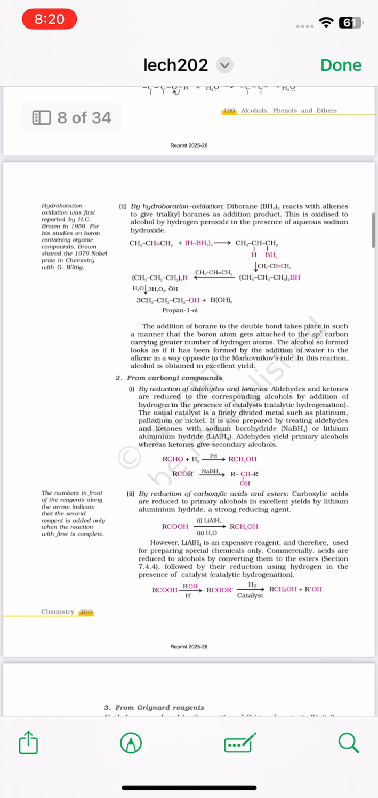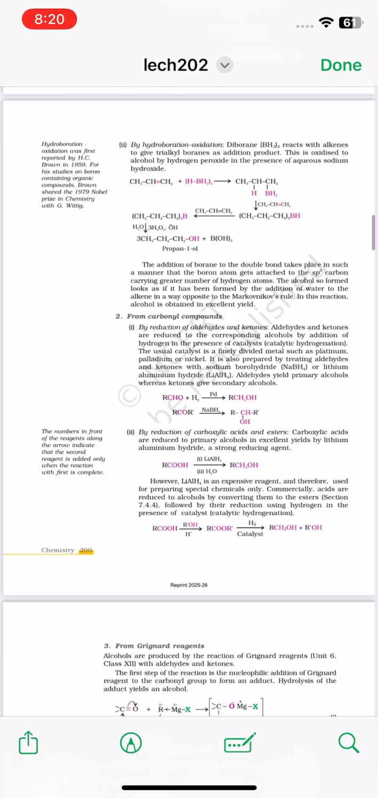Second, by hydroboration oxidation. Hydroboration oxidation was first reported by H.C. Brown in 1959 for his studies on boron containing organic compounds. Diborane, (BH3)2, reacts with alkenes to give trialkyl boranes as addition product. This is oxidized to alcohols by hydrogen peroxide in the presence of aqueous sodium hydroxide.